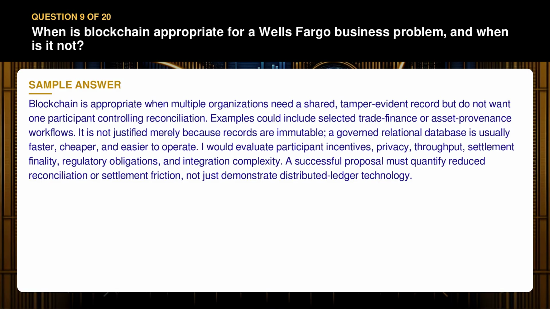Blockchain is appropriate when multiple organizations need a shared, tamper-evident record but do not want one participant controlling reconciliation. Examples could include selected trade finance or asset provenance workflows. It is not justified merely because records are immutable. A governed relational database is usually faster, cheaper, and easier to operate.